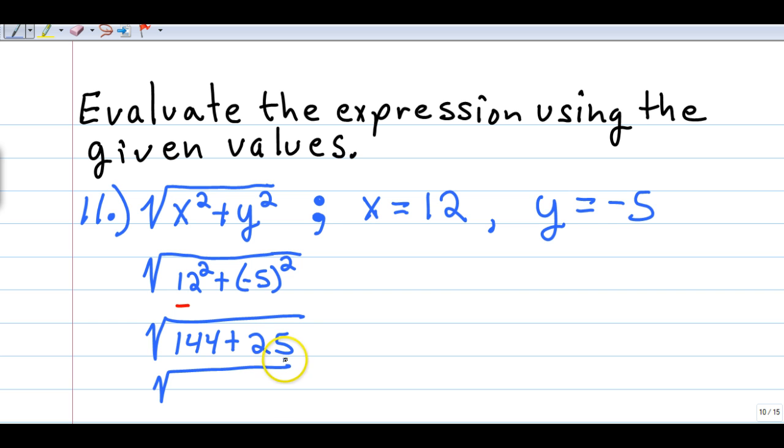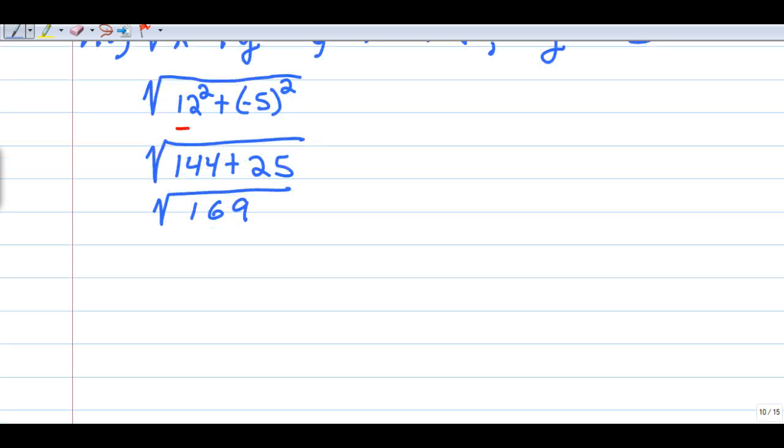144 plus 25 results in 169. Now we can finish it by taking that square root. The square root of 169 is 13. This completes this section.